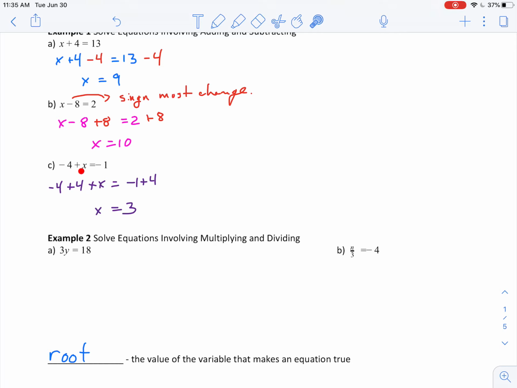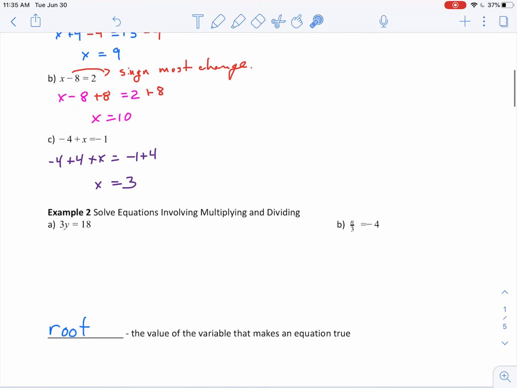Negative 4 plus x is equal to negative 1. Well, I have a negative 4. I need to add a 4 on both sides in order to eliminate this. So I have x is equal to 3, because I have negative 1 plus 4. Solving equations involving multiplying and dividing.